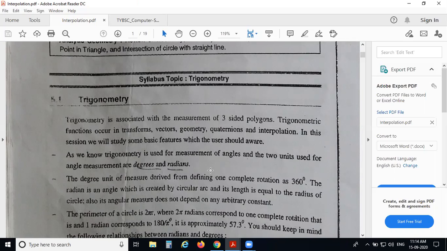The degree unit of measure is derived from defining one complete rotation as 360 degrees. One complete rotation for measuring the angle has 360 degrees, and a half rotation is 180 degrees. The radian is an angle created by a circular arc whose length is equal to the radius of the circle. So suppose there is a circle, then a radian has the length equal to the radius of that particular circle.